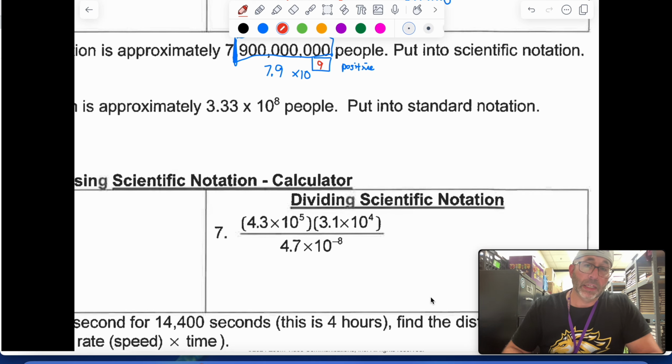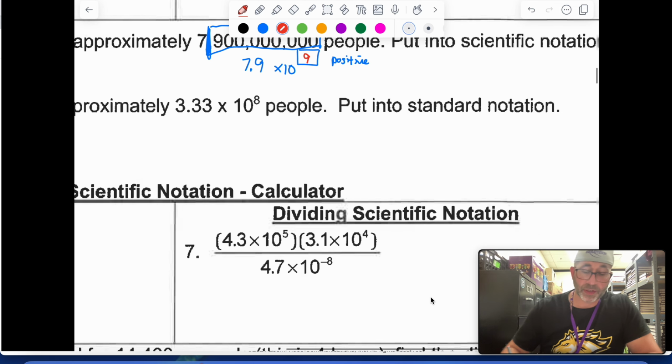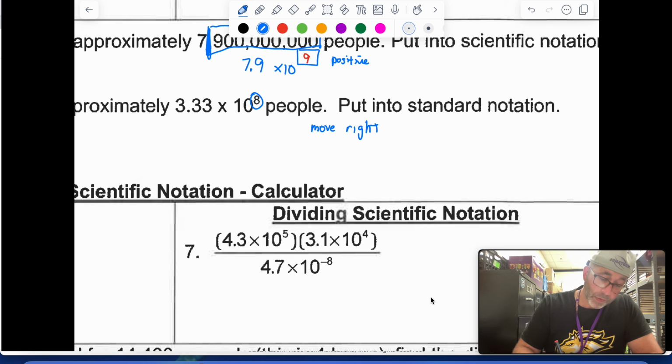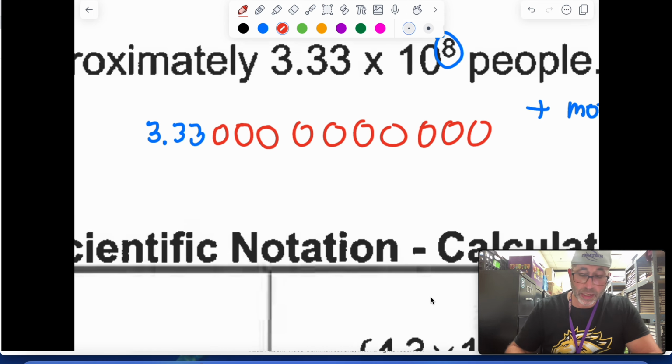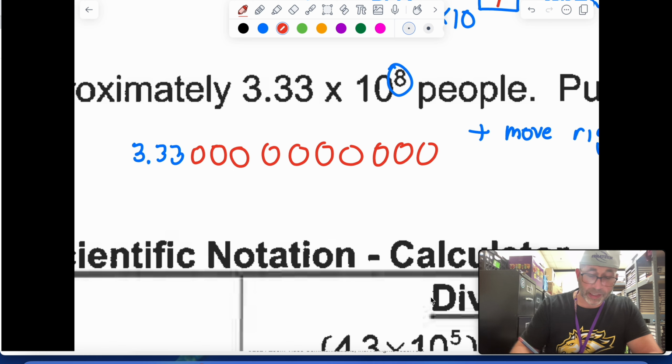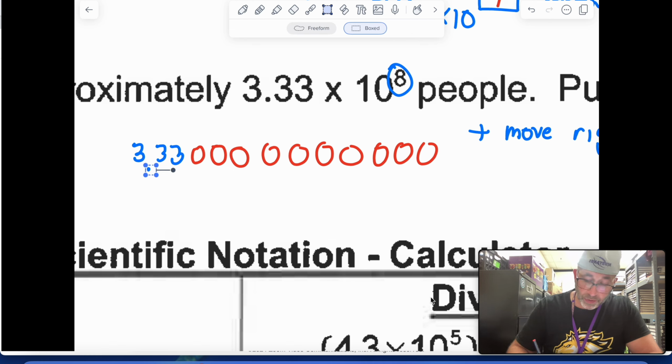Okay. Let's go ahead and put this in standard notation for the next one. Look at all the signs that are given to us. This is 8, so this is going to move right, because it's a positive, it's going to move right. So we have 3.33. And to move it to the right, I'm going to have to throw some zeros in here. Just going to throw a bunch in. All right, let's get ready to move it to the right 8 spots. Ready? We've got 1, 2, 3, 4, 5, 6, 7, 8. Gets cut off there now.